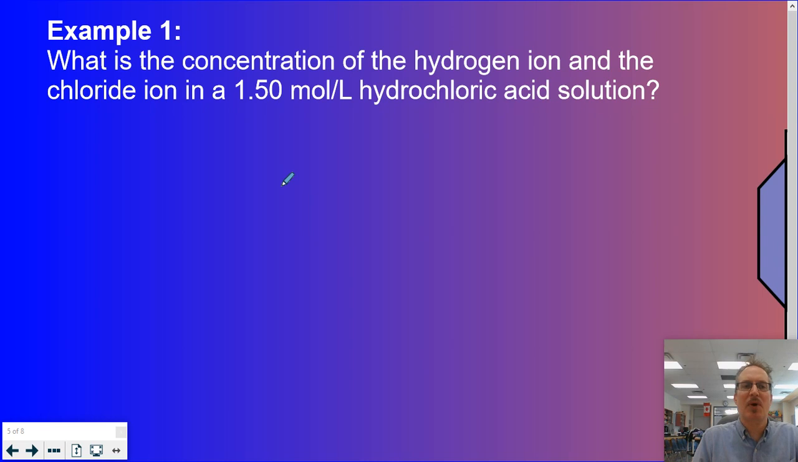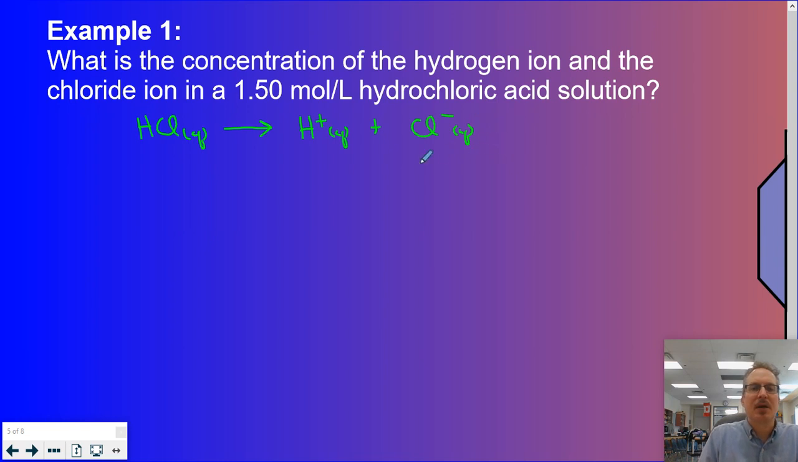Here's my example, example 1. What is the concentration of hydrogen ion and the chloride ion in a 1.50 moles per liter hydrochloric acid solution? So my substance is HCl. I know by looking on the chart for acids that hydrochloric acid is a strong acid, therefore it will dissociate. So I'm going to write HCl aqueous. And again, when it dissociates or ionizes, it breaks into hydrogen ions and chloride ions.